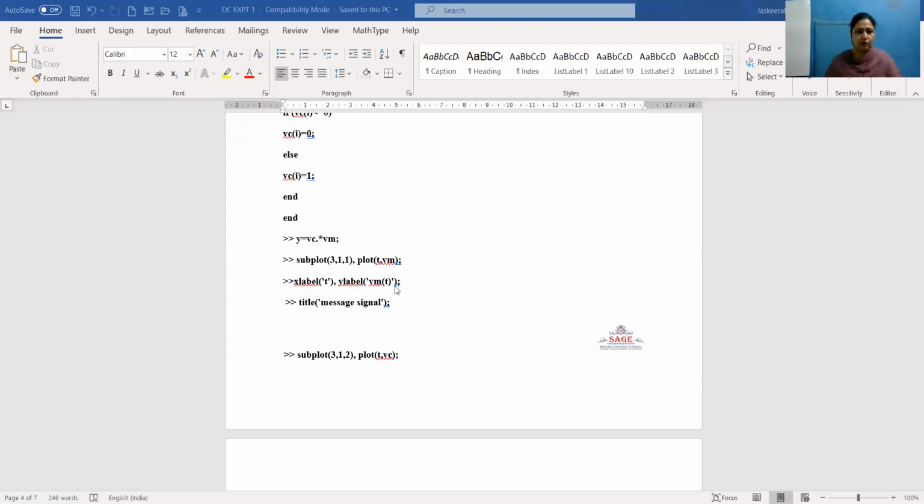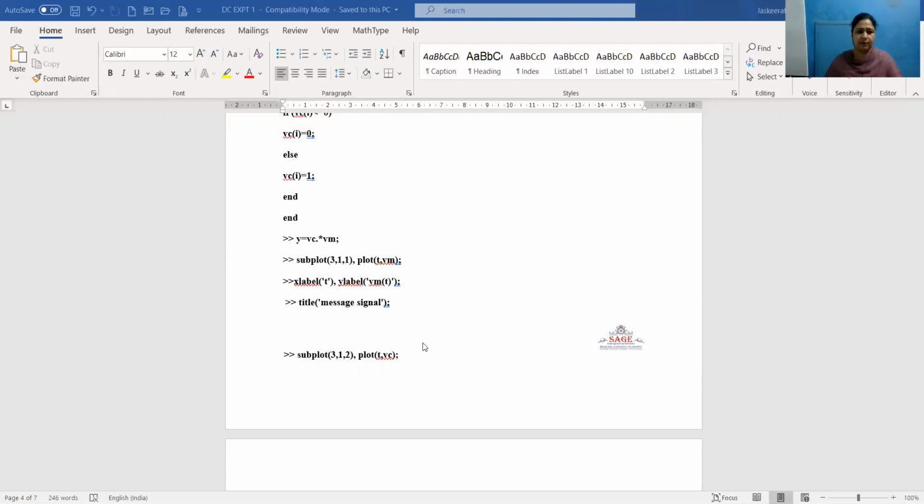Now we will plot all three signals, which are the message signal, carrier signal, and the natural sample signal. So for drawing all these three waveforms, I'll use the command subplot(3,1,1). That means the figure window is divided into 3 rows and 1 column, and the first figure is located in the first position. The plot command is used, plot(t, Vm), so the message signal will be plotted. Now for labeling the waveform, I will use xlabel and ylabel commands: xlabel t and ylabel Vm(t), and to make it more expressive, I will use the title message signal.